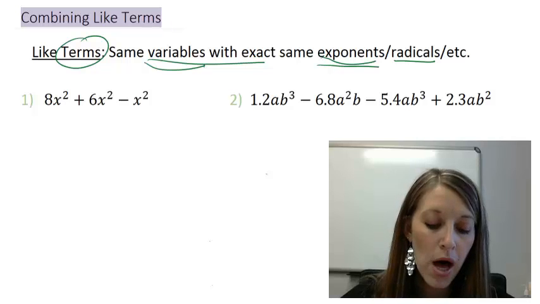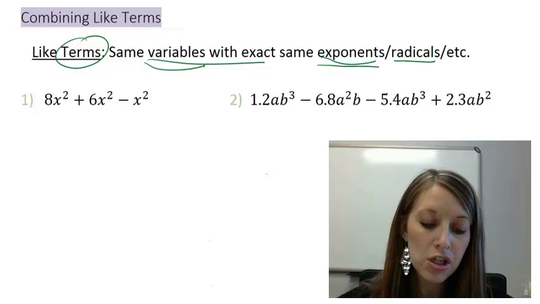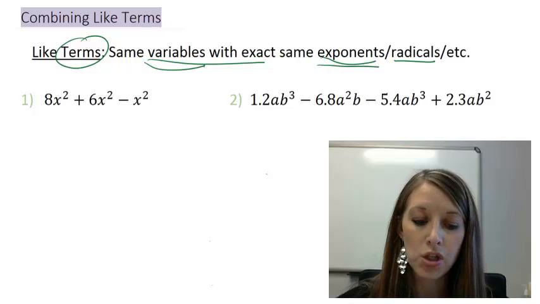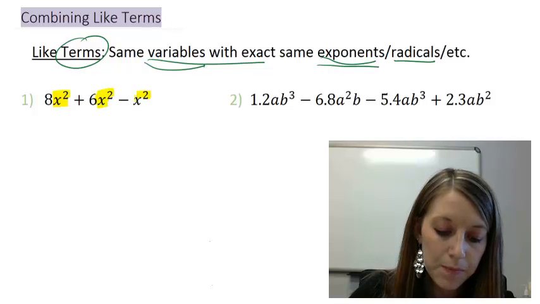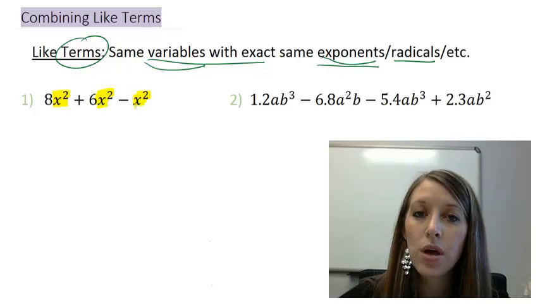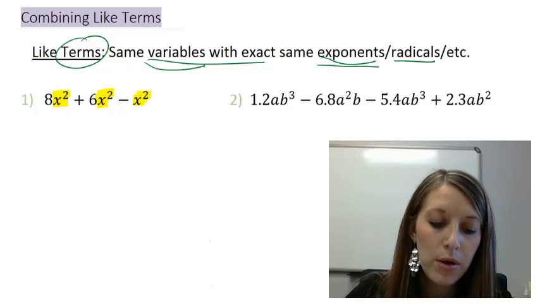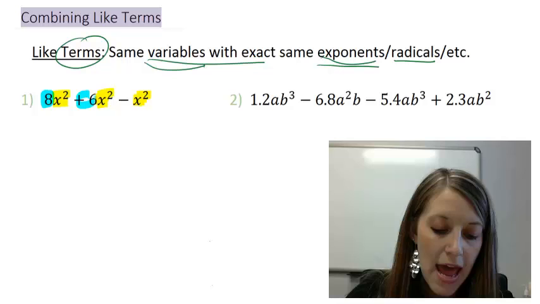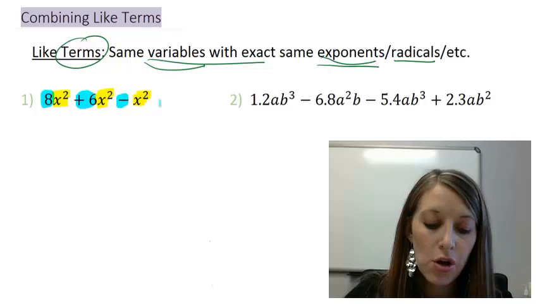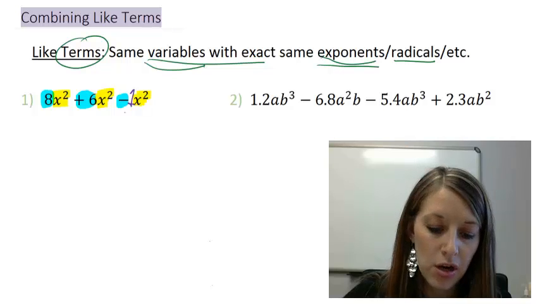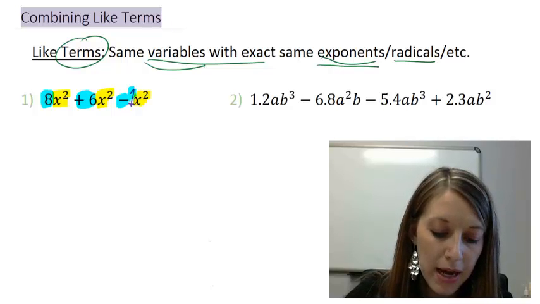So, in example 1, we can see here that each of these terms are all like terms because they all have the x squared in them. So for us to combine these like terms, really we just need to combine the numbers in front. We need to do the operations that we see there. We need to take 8 and add it to 6 and then subtract this last term. Now, if there's no number or no coefficient associated with the term, it has an assumed coefficient of 1. So 8 plus 6 minus 1.